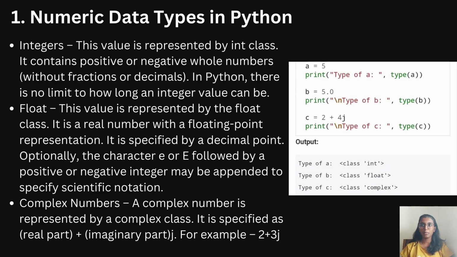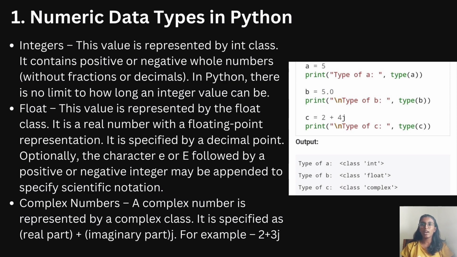Numerical data types in Python. Integer. This value is represented by the int class. It contains positive or negative whole numbers without fractions or decimal. In Python, there is no limit to how long an integer value can be.